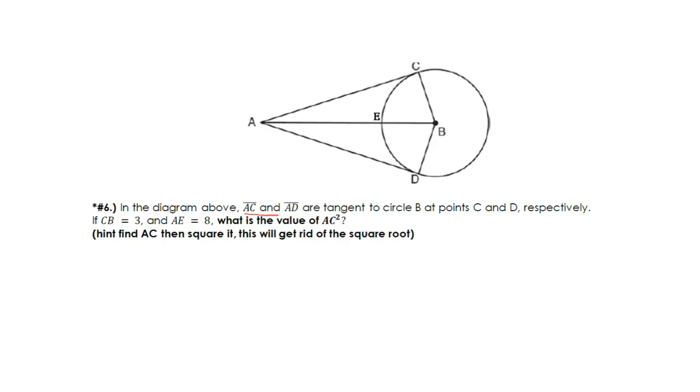So AC and AD are tangent to the circle. So AC is this line, and if it's tangent, remember, it's a 90-degree angle with the radius. So basically, that just tells us we have two right triangles. C to B is 3, so the radius is 3, CB.